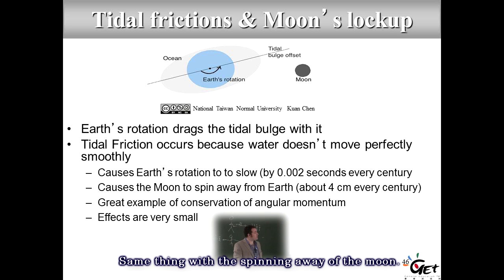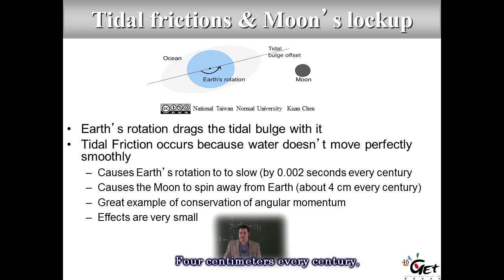Same thing with the moon spinning away: 4 centimeters every century compared to 384,000 kilometers, that's nothing. But you put that on billions of years, and then it starts to be very important.